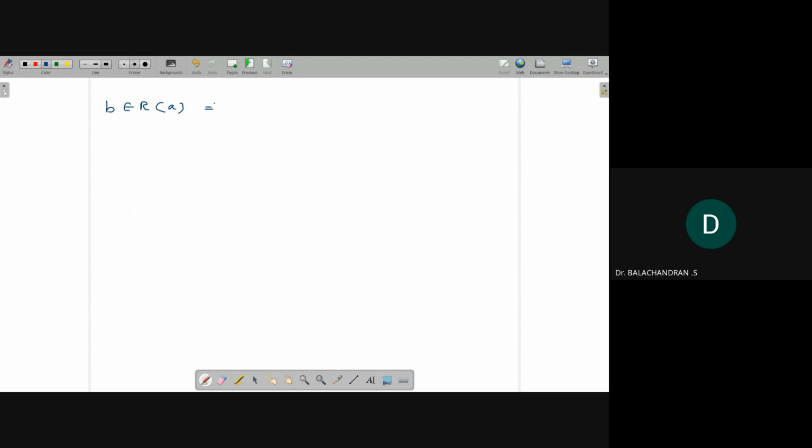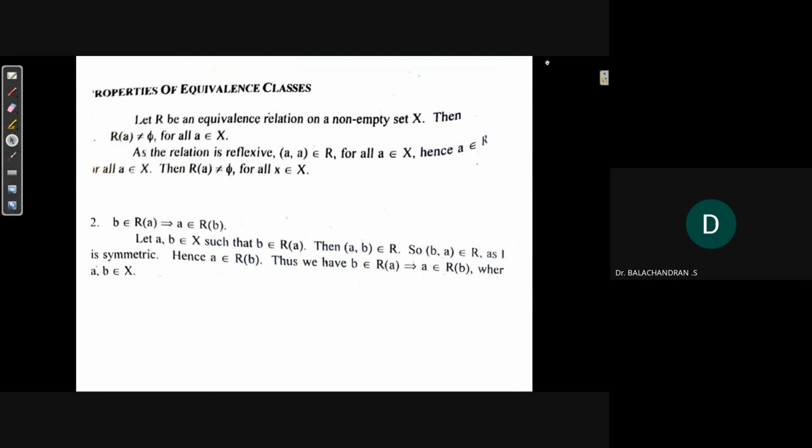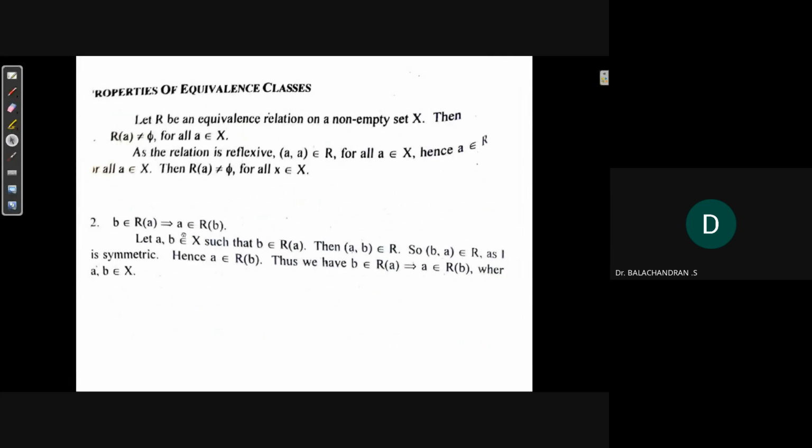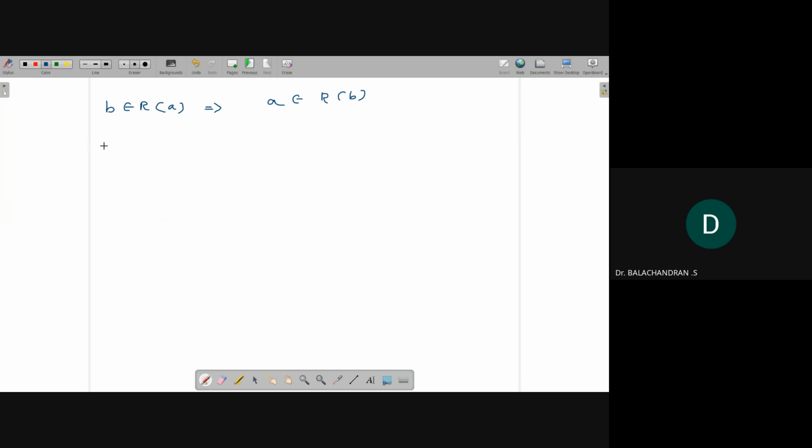Implies A belongs to R of B. I need to prove this. Okay, so first I'll start from B belongs to R of A. So this is a proof.